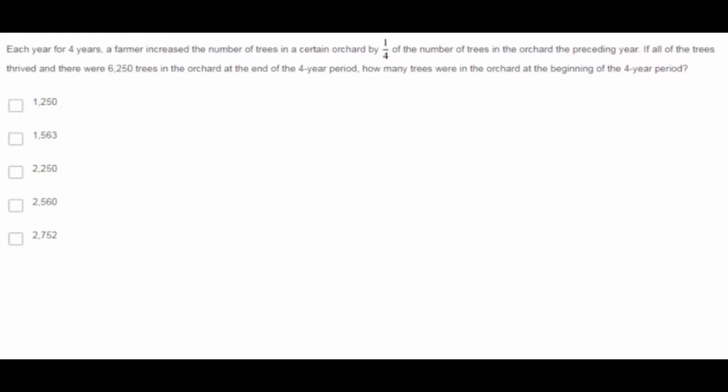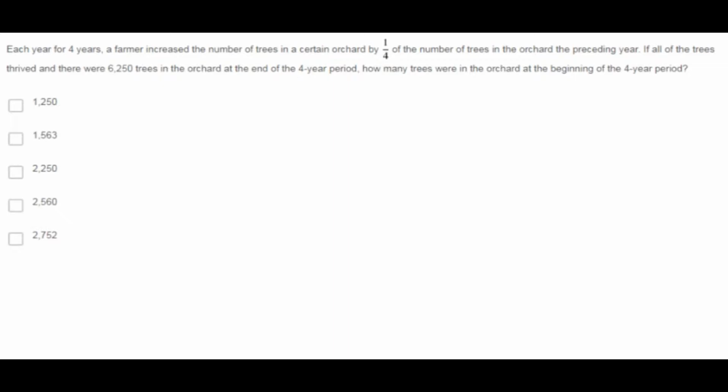increase the number of trees in a certain orchard by a quarter of the number of trees in the orchard the preceding year. If all of the trees thrived and there were 6,250 trees in the orchard at the end of the 4-year period, how many trees were in the orchard at the beginning of the 4-year period?